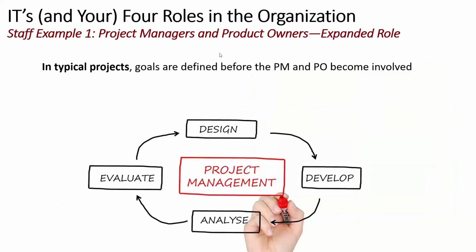First example is project management. In a typical project, whether you're the project manager, or a PM or a PO in the agile world, the product owner, the project manager is brought in after the decision is made about what to do. So you can see it.